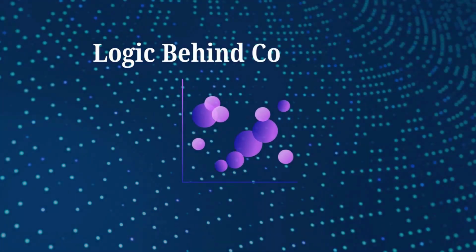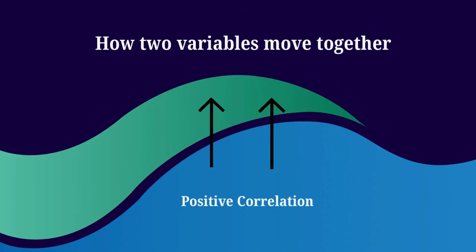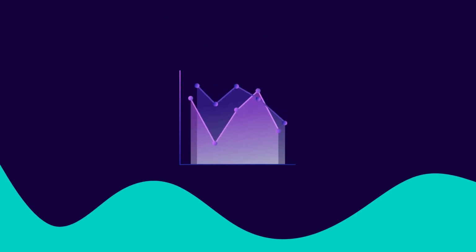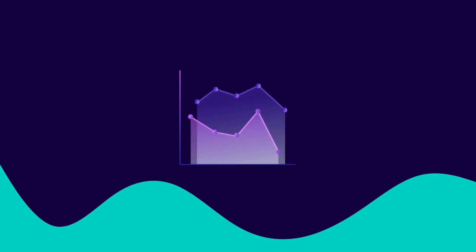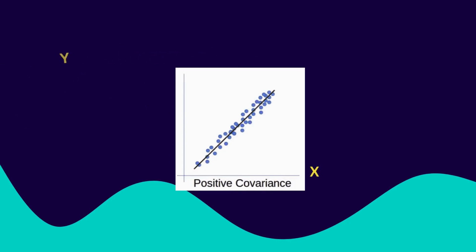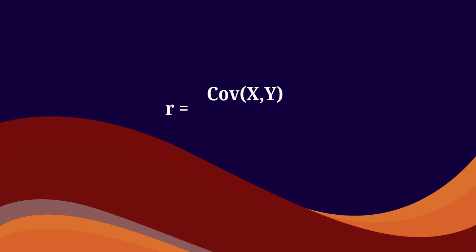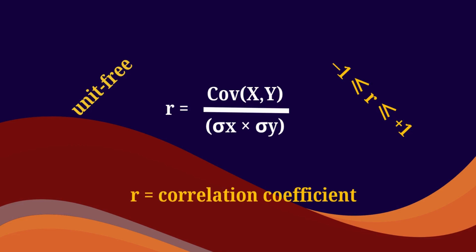Before we dive deeper, let's take a moment to understand the logic behind correlation. At its core, correlation measures how two variables move together, whether their values rise and fall in sync or in opposite directions. Behind the scenes, correlation is built on something called covariance, a way of checking how each variable's deviation from its mean lines up with the other. If they tend to deviate in the same direction, covariance is positive. In opposite directions, it is negative. We then standardize that covariance by dividing by the product of the standard deviations of both variables, so that the measure becomes unit free and always lies between -1 and +1. That gives us the correlation coefficient, often written as R.